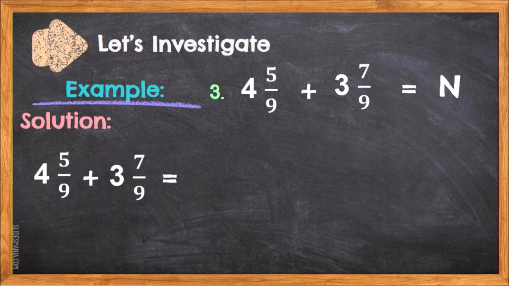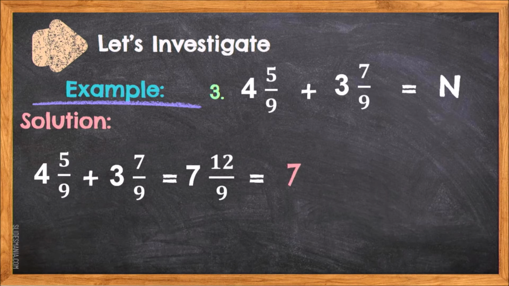We will add first the whole numbers. What are the whole numbers that we have? 4 and 3. Very good. So 4 plus 3 is equal to 7. And then we will add the numerators, which are 5 and 7. So 5 and 7 is equal to 12. So here the answer is 7 and 12/9.